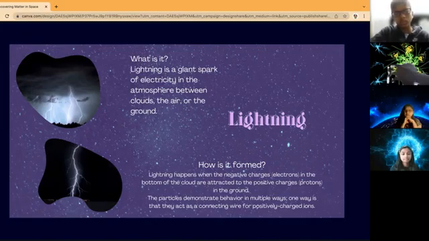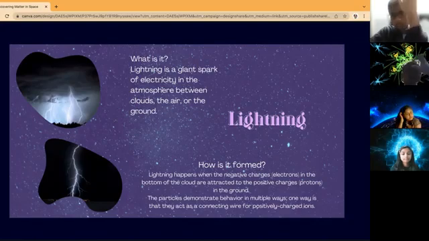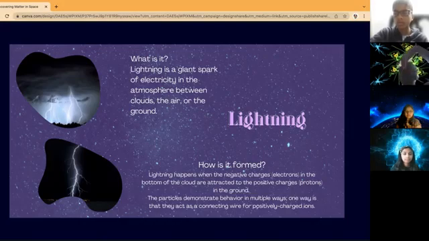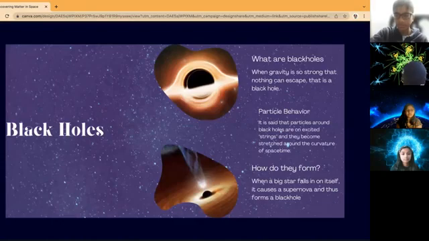the clouds, the air, and the ground, and it's formed when negatively charged electrons in the bottom of the cloud are attracted to the protons in the ground. They show that the behavior is that they act as a connecting wire for the positively charged ions. And now I hand it off to Tarini.